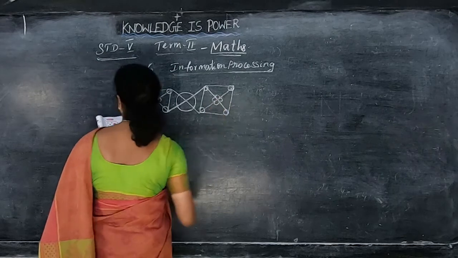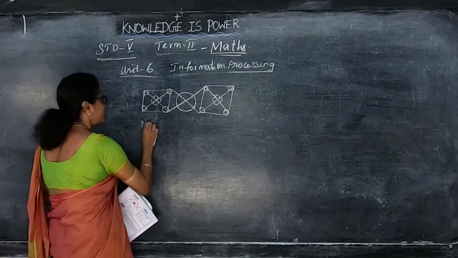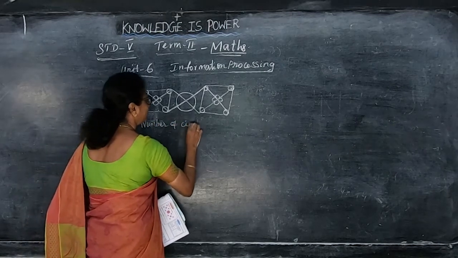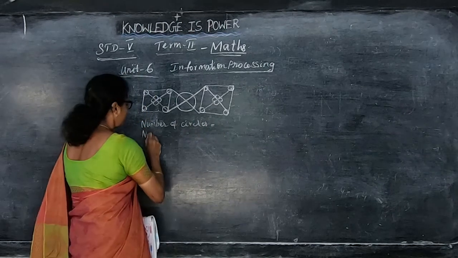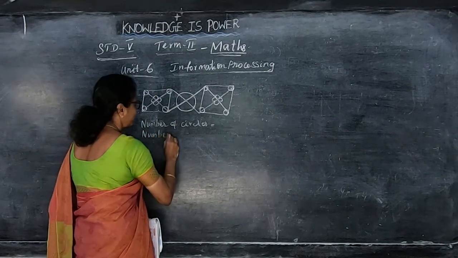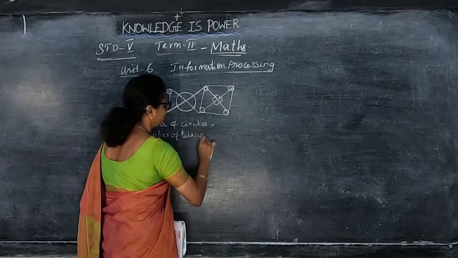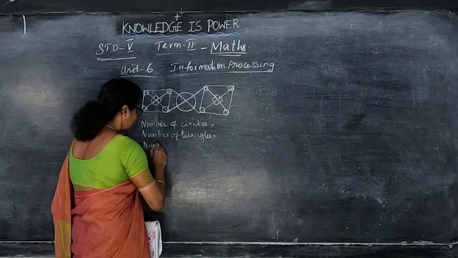So we have to write the number of circles. How many circles are there? Then number of triangles. How many triangles are there? Number of squares.